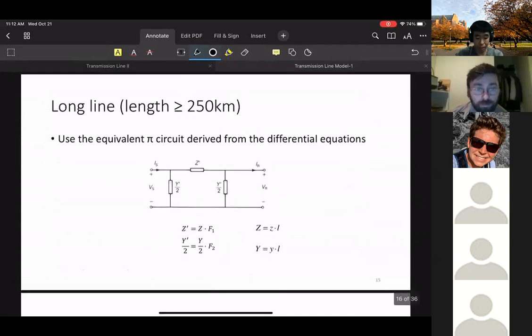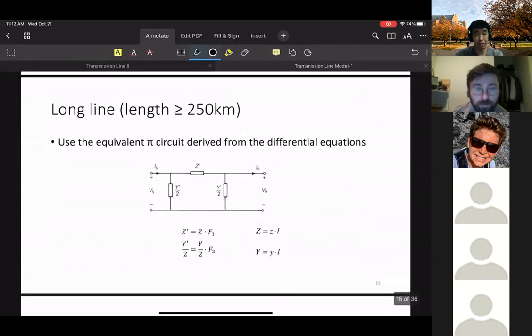For really long lines, we need to use the full pi model. You have correction factors, you need to compute F1, F2, and do all this computation, because the length of the line is long enough that the correction factor starts to matter. So for long lines, we plug in all the equations.